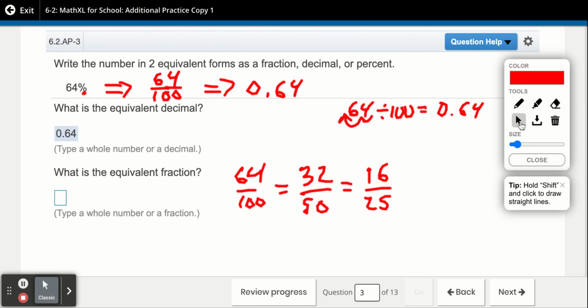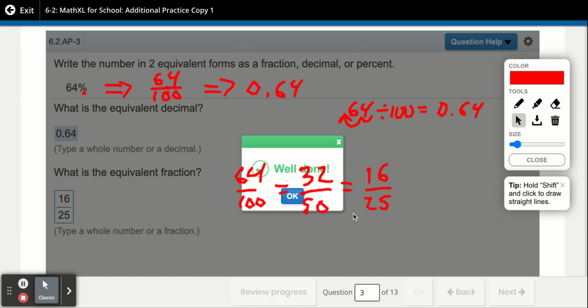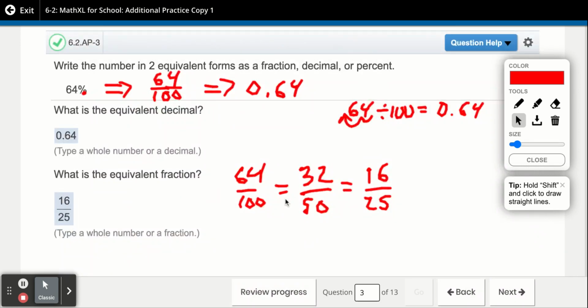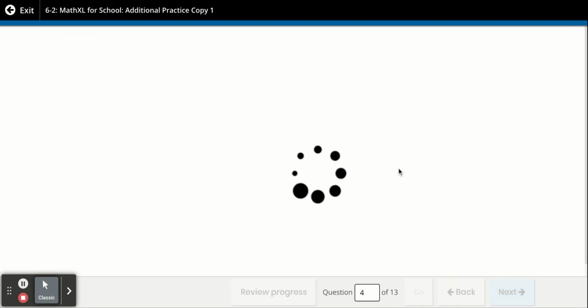So let's go ahead. Instead of entering the 64 100ths, which we know will work, we're going to enter the 16 25ths. It's an equivalent fraction, so it should also work. Check our answer. No surprise, that works as well. Just showing you a little variety there. And moving on to our fourth question.